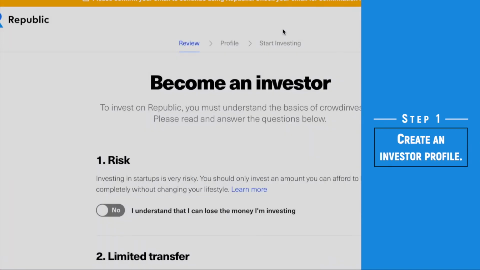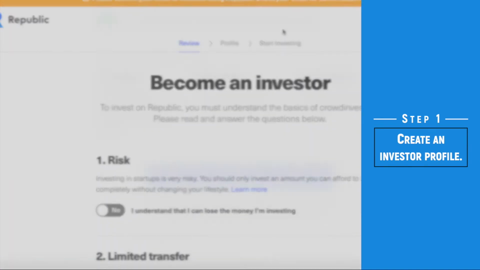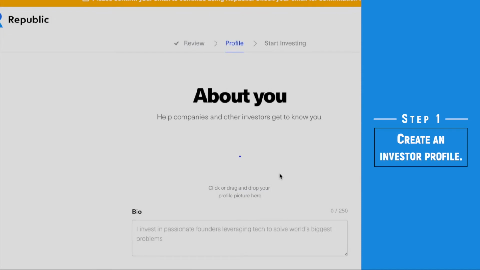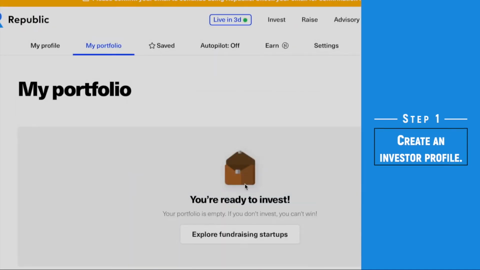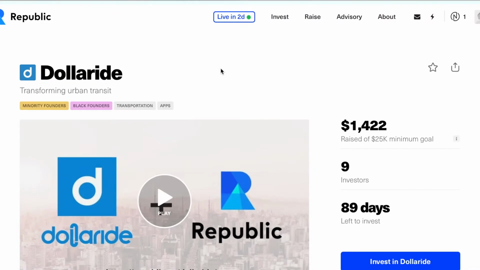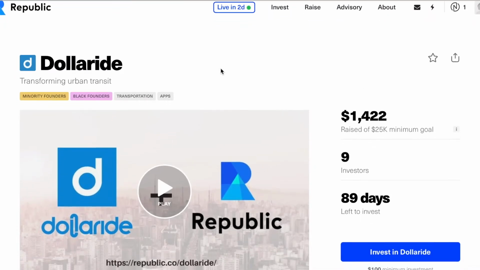You'll need to acknowledge a few basic investment principles, as well as provide some information to verify your identity. Keep in mind that this information is very important to ensure that your investment is secure. And once you've completed the form, you can start to invest. Don't forget to verify your Republic account in your email.